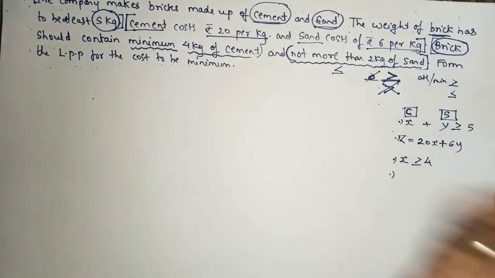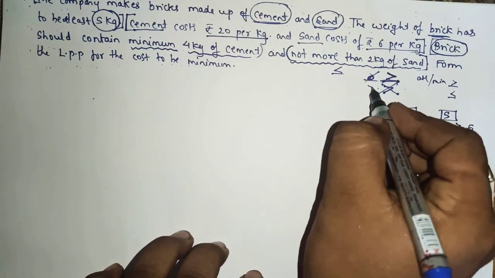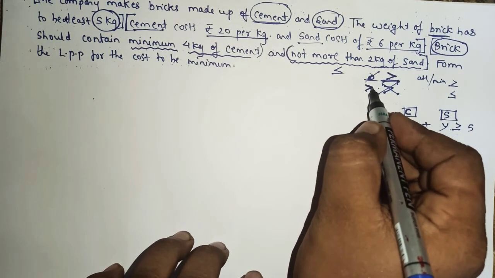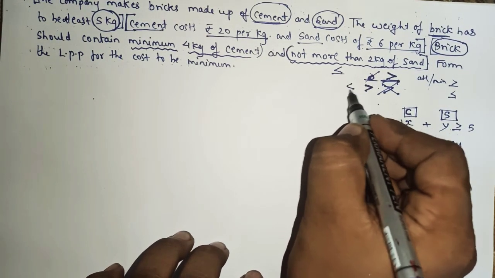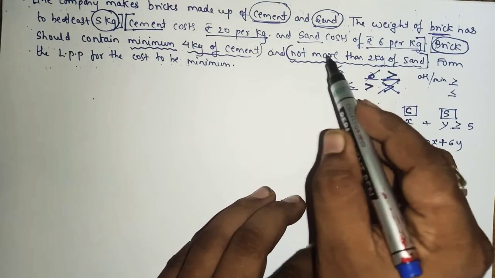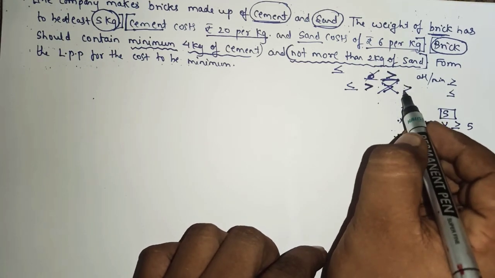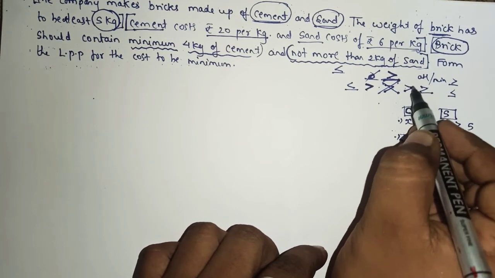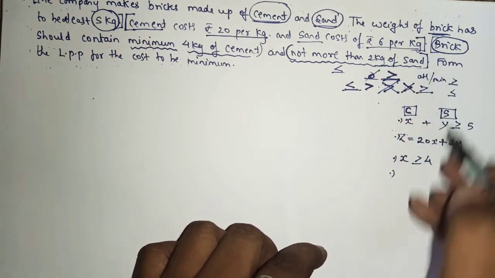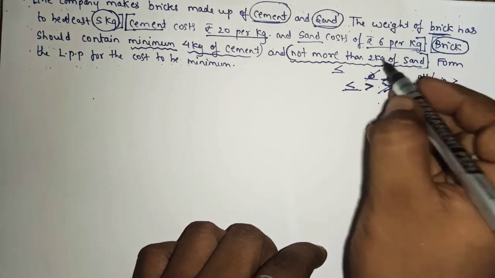means less than equal to, because as we know the negation, the opposite of greater than, more than, is what? Less than equal to. Understood the meaning of this sentence? Not more than 2 kg of sand. This is more than, this is more than equal to. So not more than means what? Less than equal to. So for sand we took y. So not more than means what? Less than equal to what? 2.